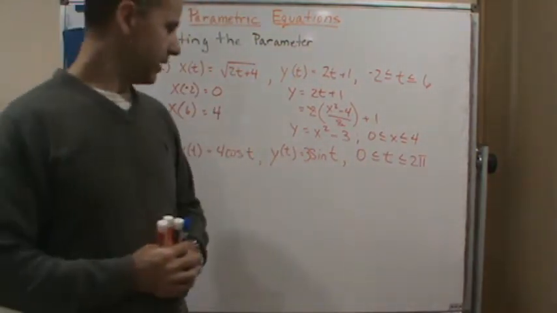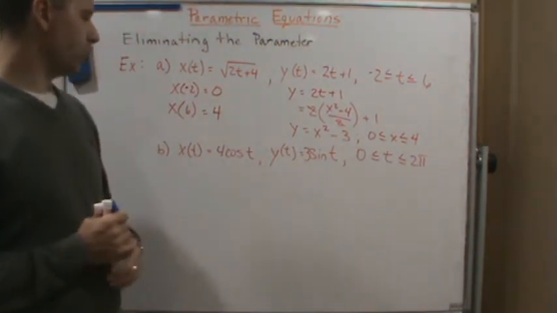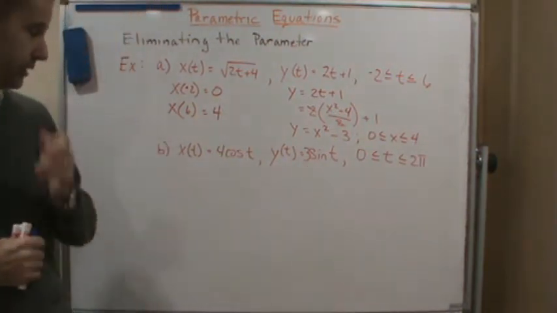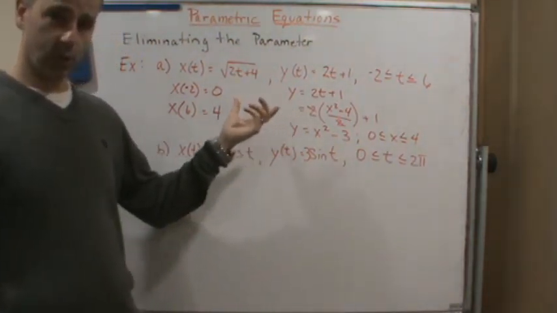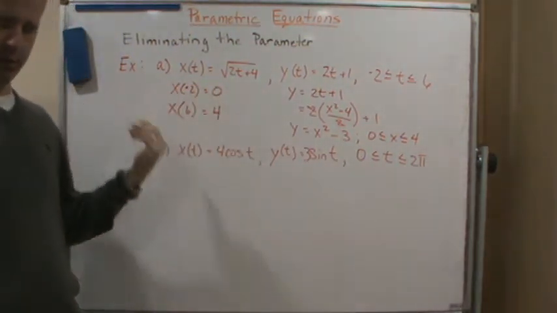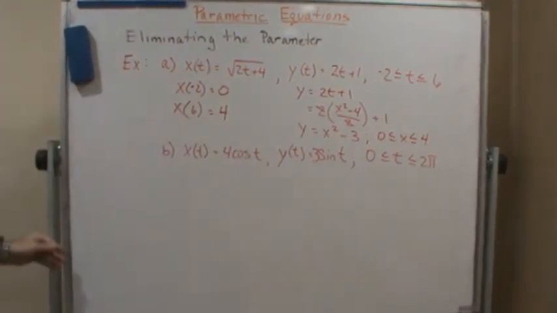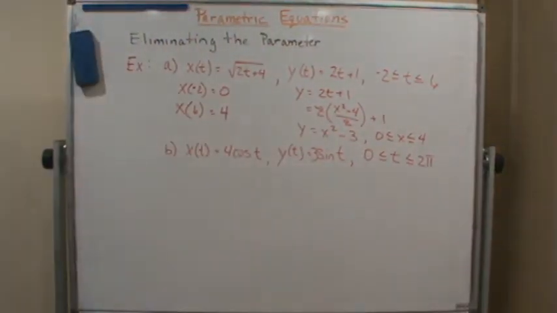Now, in this case, sometimes we have to be a little bit creative when we're trying to eliminate the parameter t. In the last two examples I did, it was basically solving for t in one of the equations, and then substituting it into the other parametric equation. But in this case, it's not straightforward how we're going to do that. So we've got to be able to relate x and y somehow.